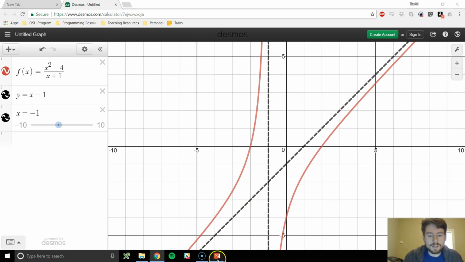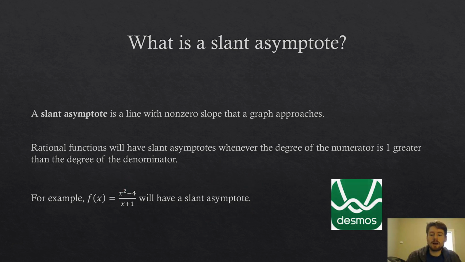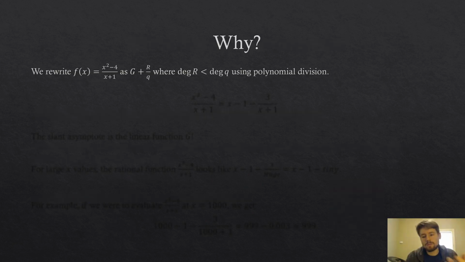All right, so how do we do that? Or I guess you could ask the question, why does this even have a slant asymptote? Why does it approach that line? To see why, we're going to do one thing we did 2 weeks ago, which was polynomial division, where we take our rational function, x squared minus 4 divided by x plus 1, and we rewrite it.